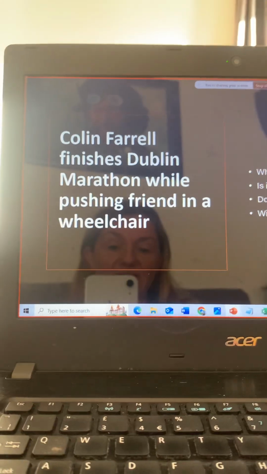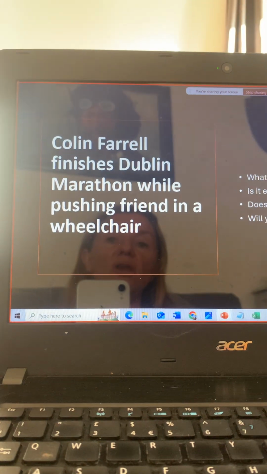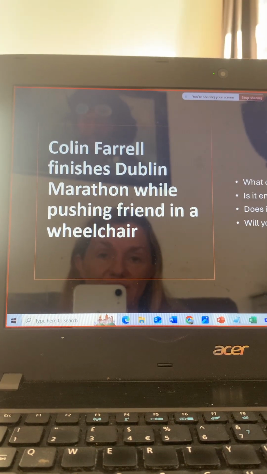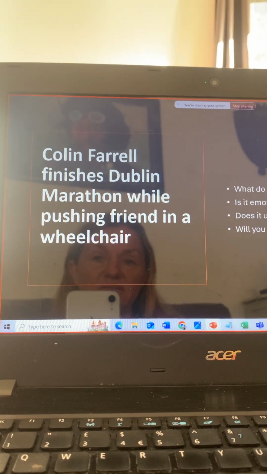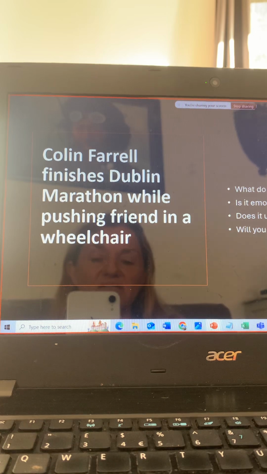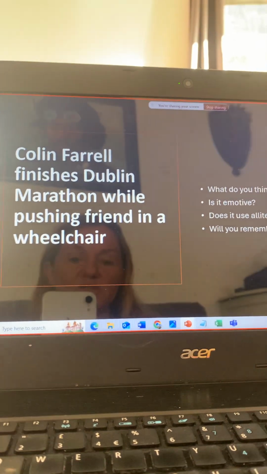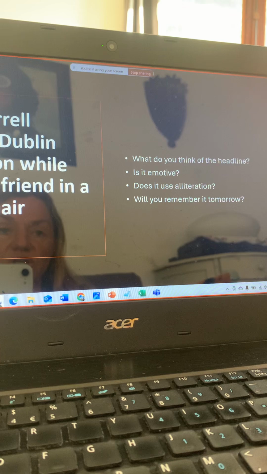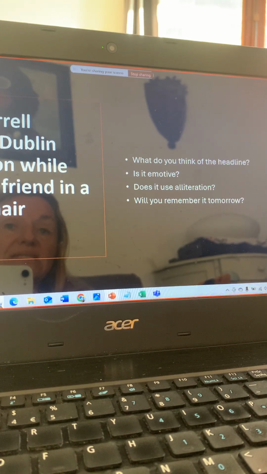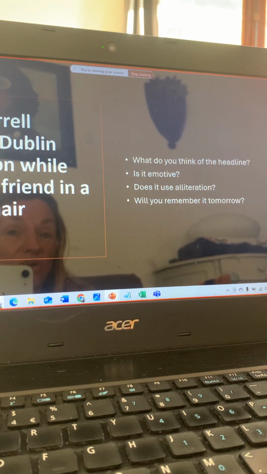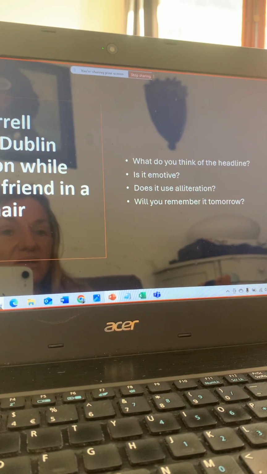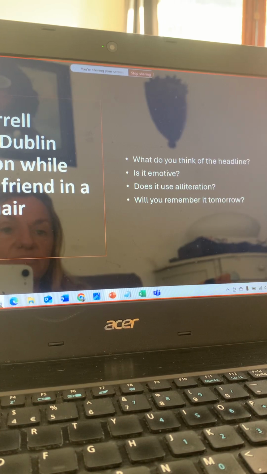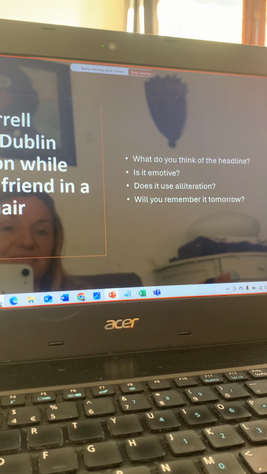This is actually the headline that came up, and that is Colin Farrell finishes Dublin Marathon, so no one got a Dublin, while pushing friend in a wheelchair. What do you think about that as a headline? So we've already considered headlines before, and these are some of the questions that we looked at when we considered them. Is it emotive? Often a headline will use alliteration. Big question. Will you remember this tomorrow? You don't think so? You think that your headline is better?